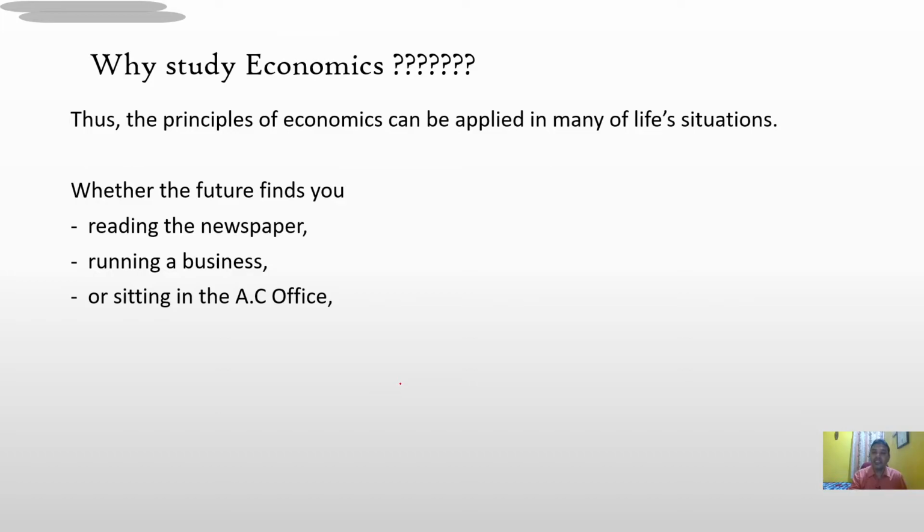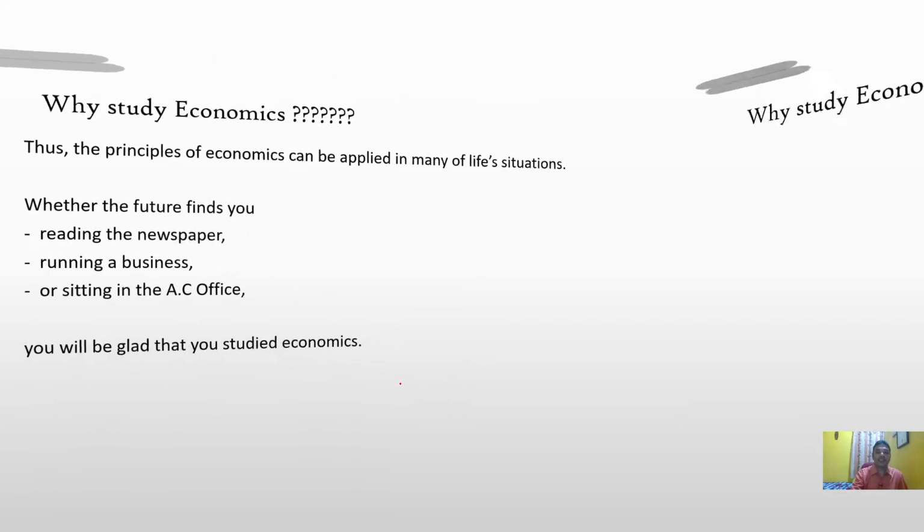No knowledge is a waste of knowledge, and definitely knowledge of economics is never going to be a waste. Never is it going to die. Never is it going to fade. So you will be glad that you have studied economics.